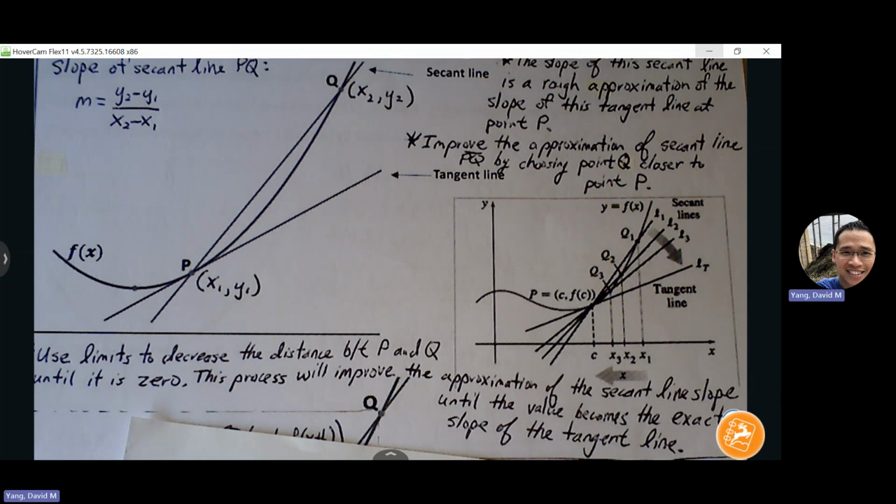So we know the slope of a secant line, right? Change in y over change in x. But what we're going to do is we're going to have to introduce a different variable to allow for that point Q to move closer towards point P. So we're still going to go through a slope formula, but it's going to look a little messier because we're going to introduce another variable that will allow that point Q to move.